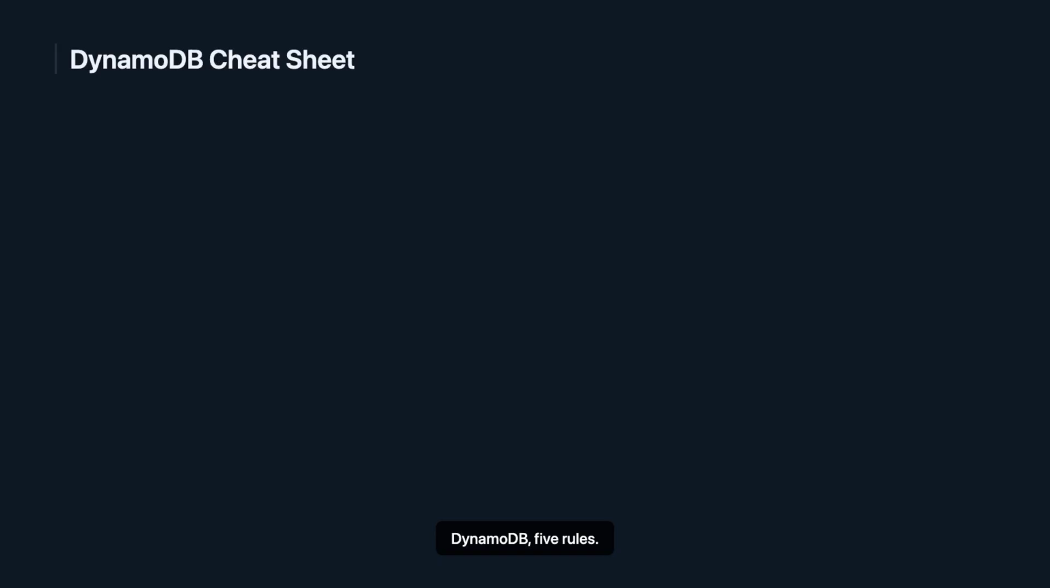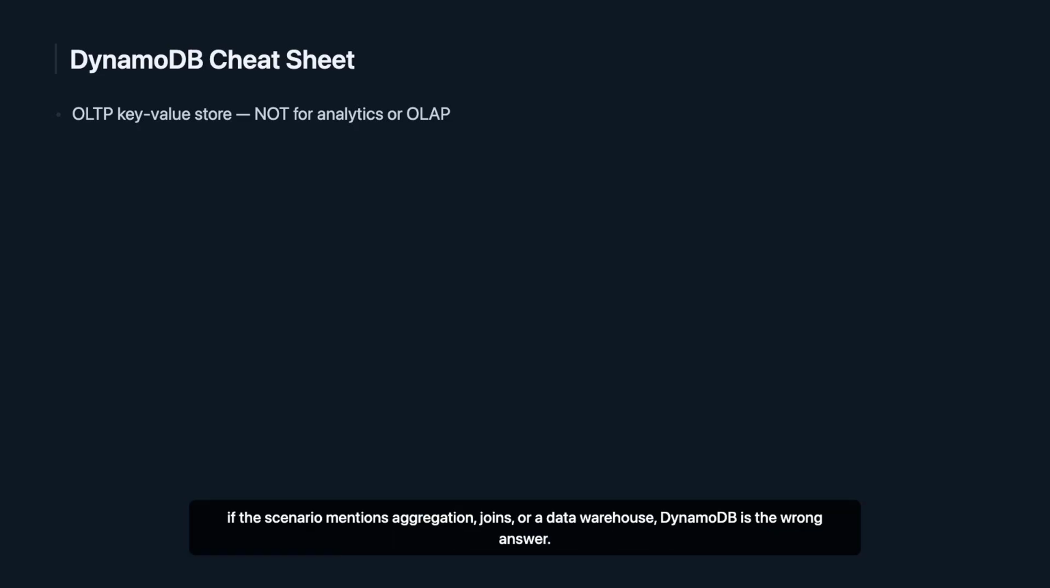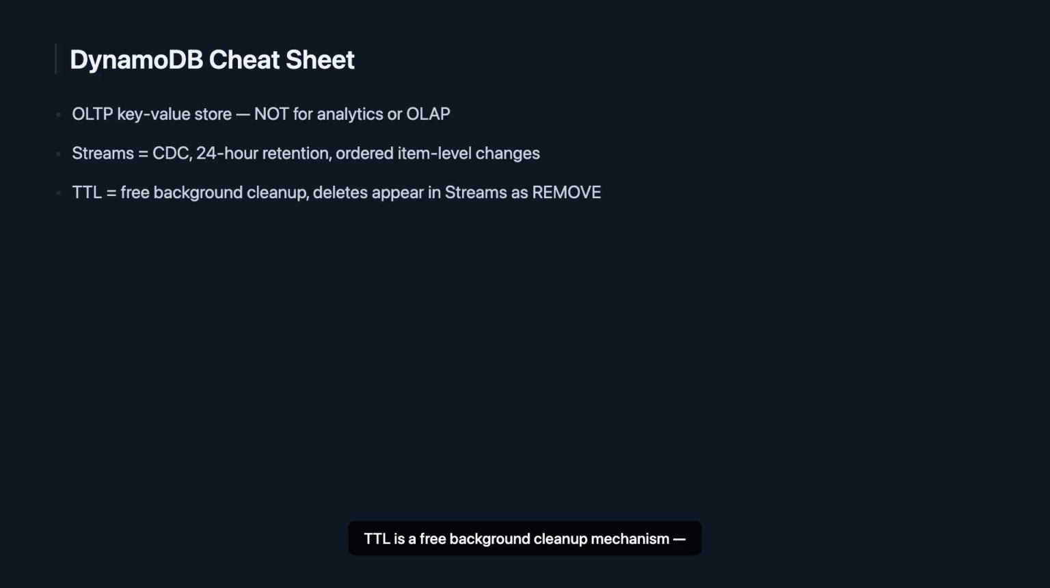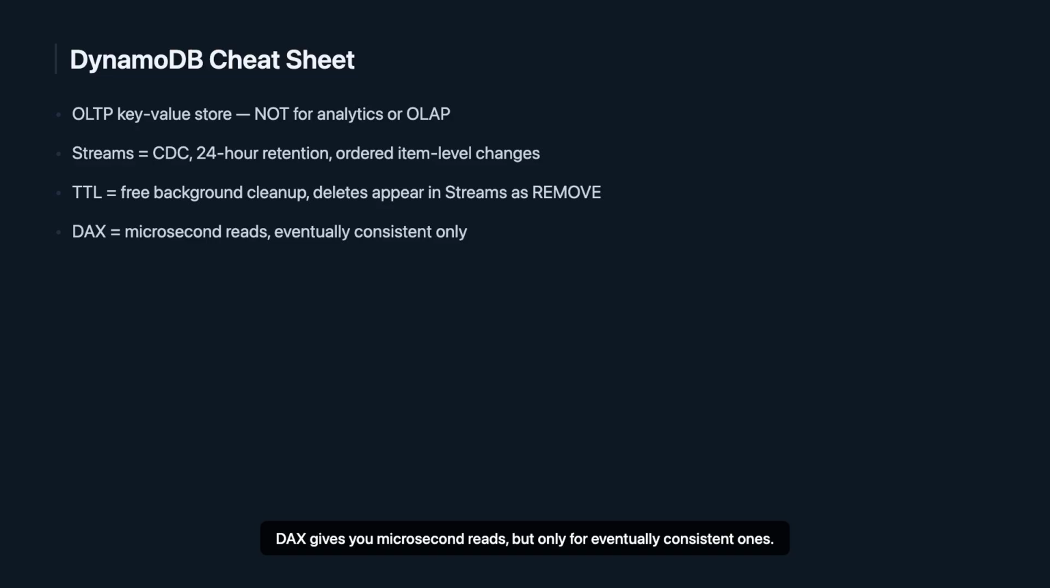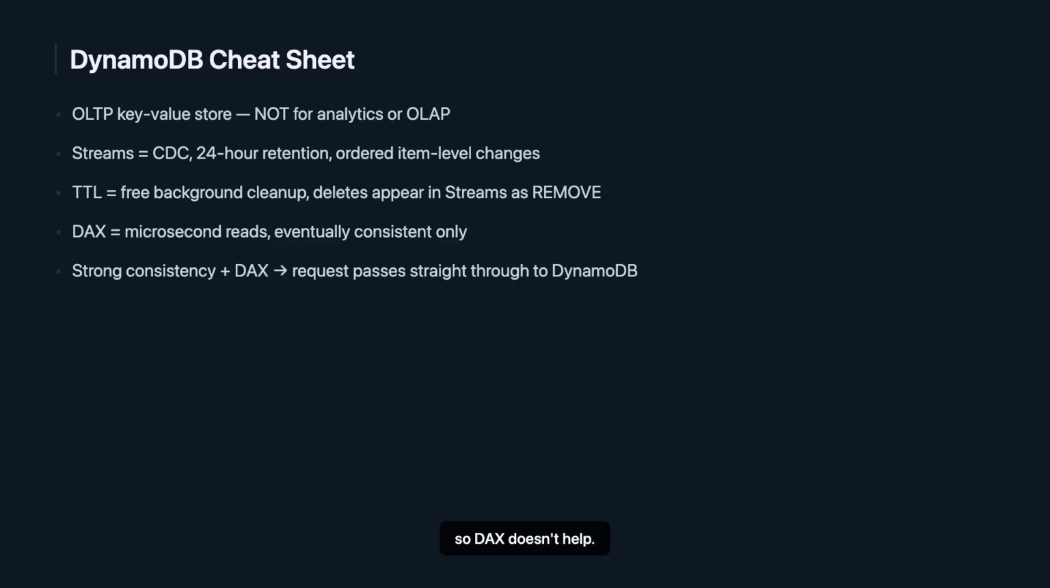DynamoDB, 5 rules. It's an OLTP key-value store, not an analytics engine. If the scenario mentions aggregation, joins, or a data warehouse, DynamoDB is the wrong answer. Streams give you change data capture with 24-hour retention and ordered item-level changes. TTL is a free background cleanup mechanism. It doesn't consume capacity, and deletes appear in streams as remove events. DAX gives you microsecond reads, but only for eventually consistent ones. And the gotcha: strongly consistent reads through DAX pass straight through to DynamoDB, so DAX doesn't help.